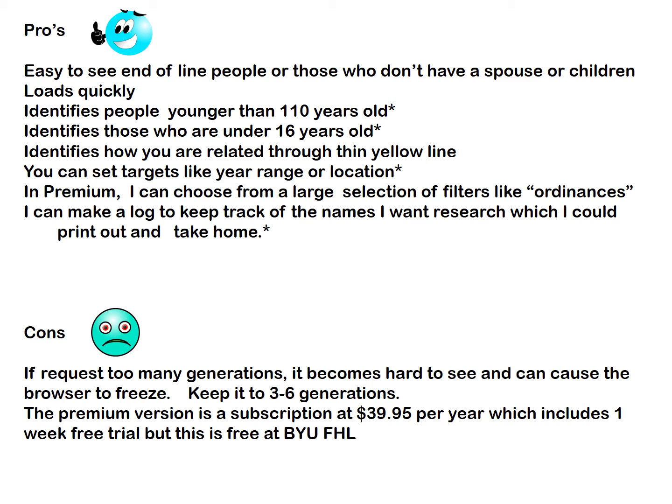I can make a log to keep track of the names I want to research, which I could print out and take home. The cons: if you request too many generations, it becomes hard to see and can cause the browser to freeze. Keep it to 3 to 6 generations. The premium version is a subscription of $39.95 per year, which includes a 1 week free trial, but this is free at the BYU Family History Library.